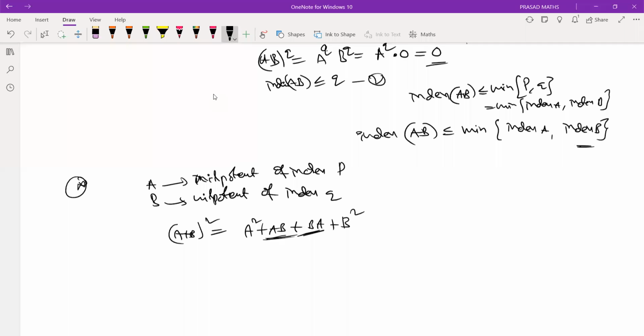But if I take a strong condition, suppose I take the condition AB equals BA. AB equals BA. In that case, what is this?